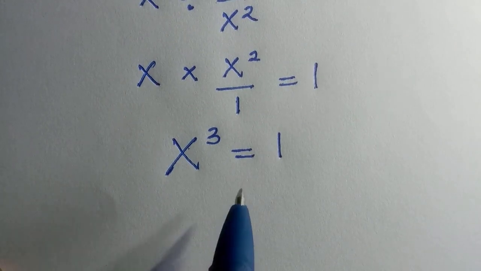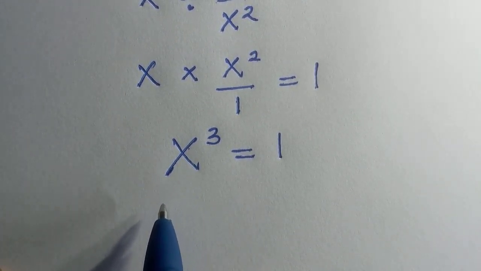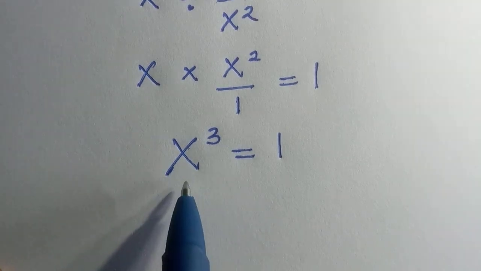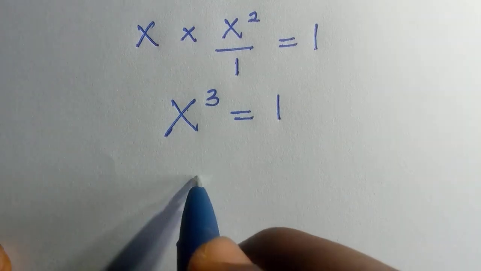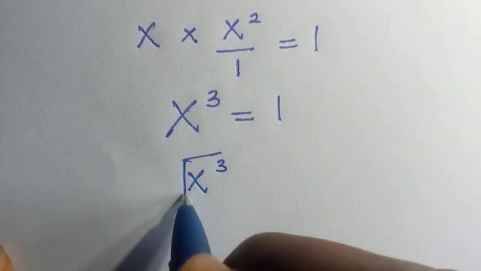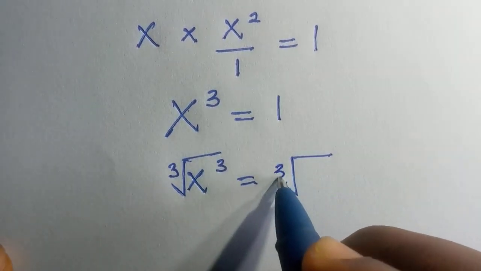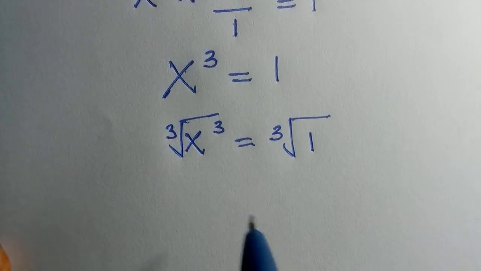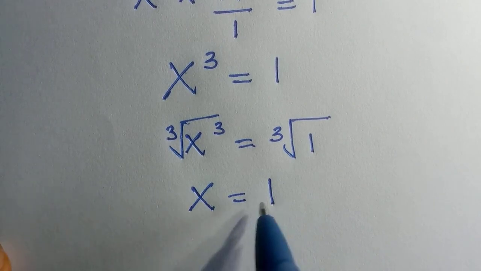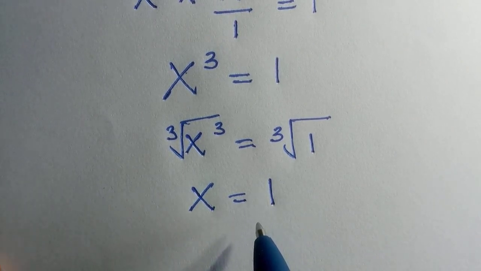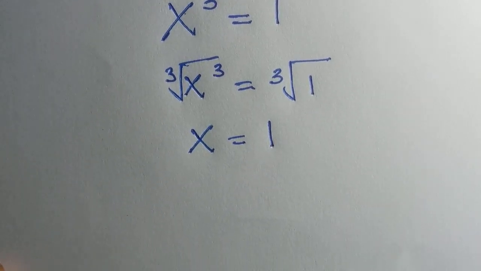Since this is to the power of 3, it means we need 3 solutions. When we take the cube root of both sides, that is the cube root of x to the power of 3 equals the cube root of 1, and with this we have x equals 1, which is the only real solution. But let's see how we can get the other complex solutions.